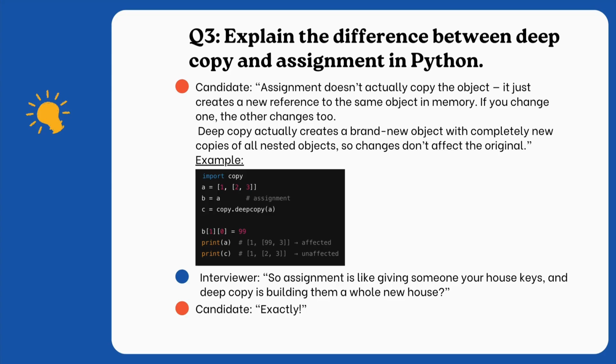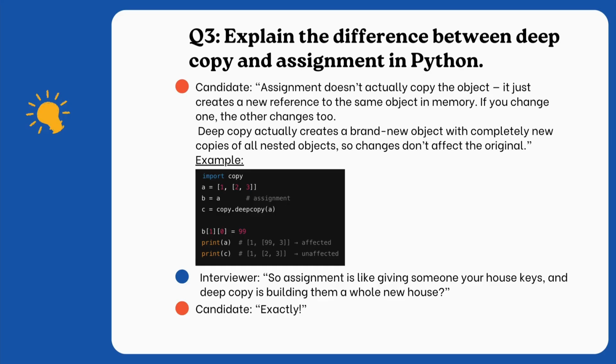Explain the difference between deep copy and assignment in Python. Assignment doesn't actually copy the object. It just creates a new reference to the same object in memory. If you change one, the other changes too.